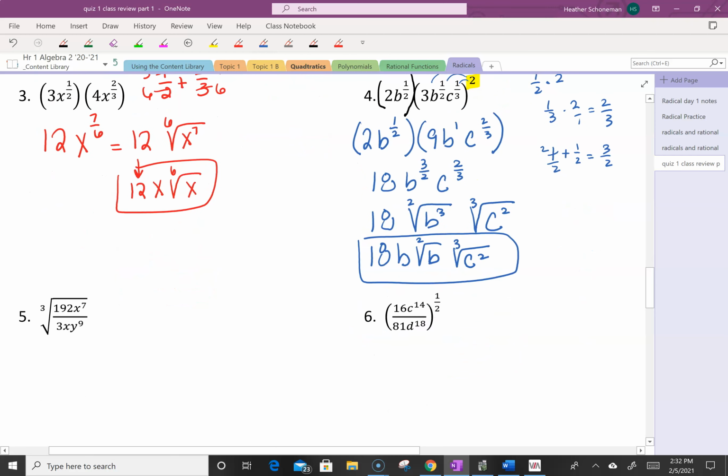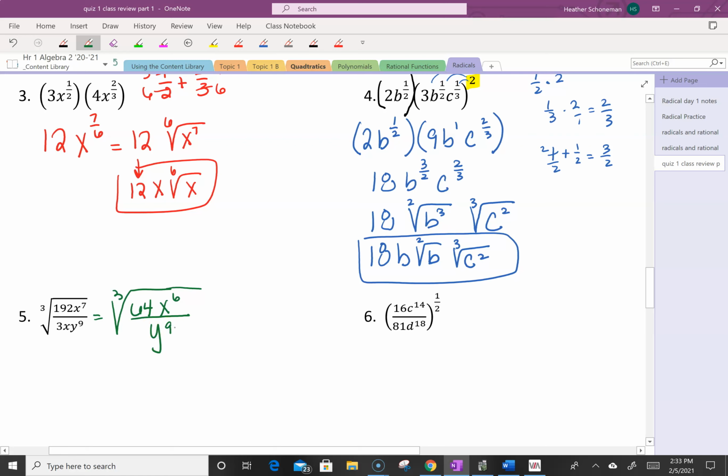Okay, number 5. When you've got a bunch of stuff under the radical, you want to simplify it first before you take, in this case, the cube root. So 192 divided by 3 is going to give us 64. So I put 64 on the top because 192 is bigger. With the x's, I have 7 on top and 1 on the bottom, so I cancel, and I have x to the 6th. With the y's, I just have y to the 9th.